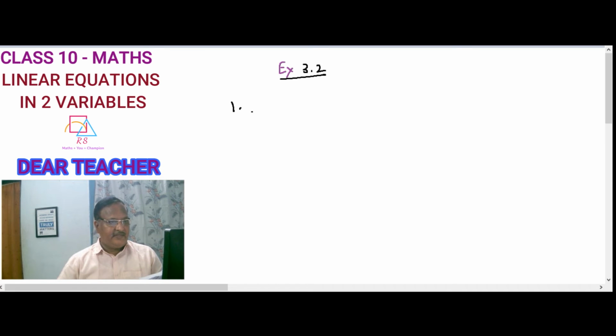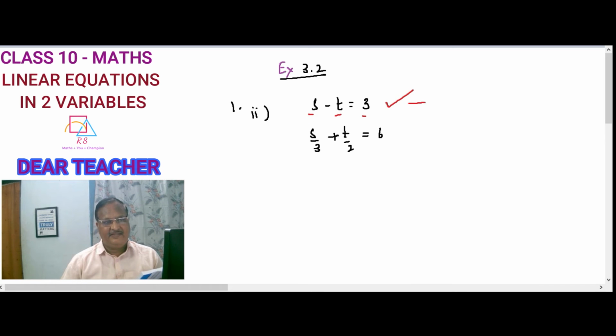In the second bit, s minus t is equal to 3 and s by 3 plus t by 2 is equal to 6. Here you have to be very careful. Coefficients are to be finalized. Here fractions are there. Here the coefficient is 1, which makes this a very nice, beautiful equation. Here the coefficient is 1 by 3.